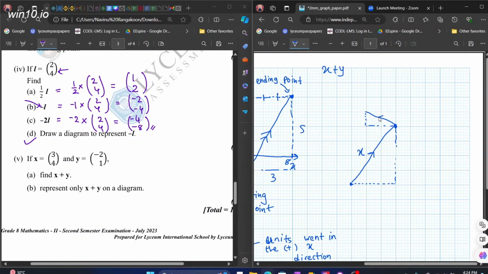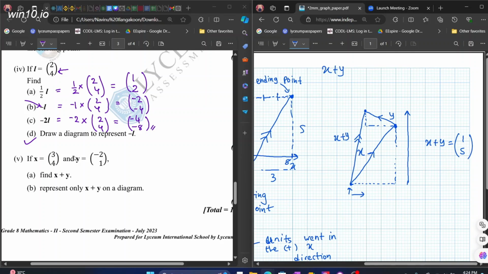So this is 1. Now what is x plus y? Now we have to trace the initial point and the end point. So this is our x plus y. What is the answer? In the positive x direction, 1 unit. In the positive y direction, 5 points. So our x plus y vector is equal to 1, 5.